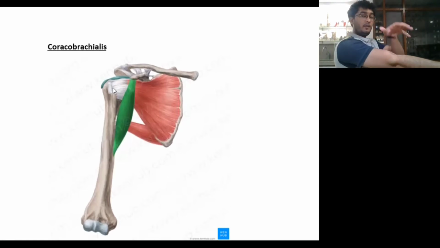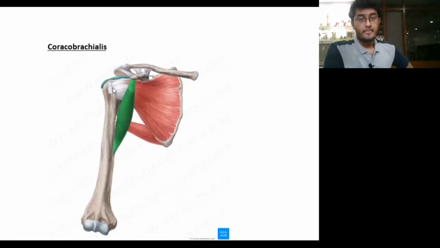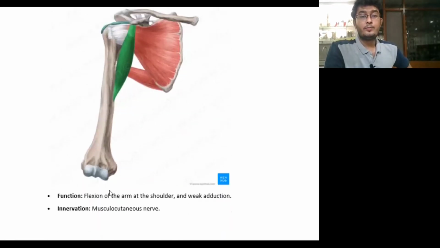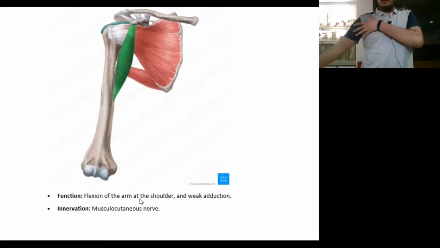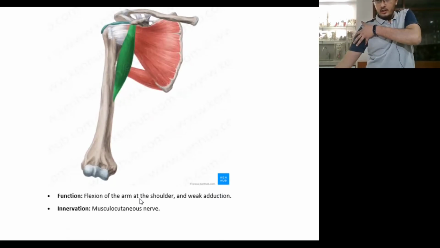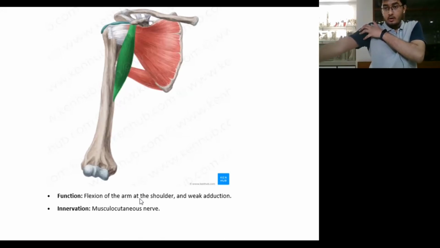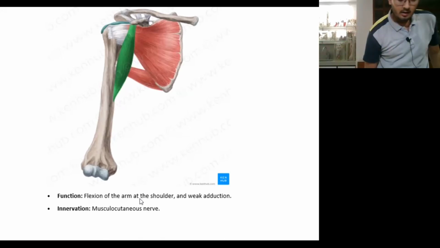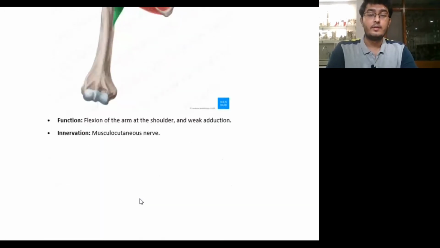That means that when it contracts, it will flex the shoulder, not the elbow joint. It functions to flex the arm at the shoulder, and it also causes weak adduction. You can imagine, if a muscle is originating from here, my palm is the origin and my fingers are the insertion, and if my arm is abducted, when I contract it, it can cause adduction of the arm, even though it's weak adduction. It's also innervated, like all the muscles of the anterior compartment, by the musculocutaneous nerve.